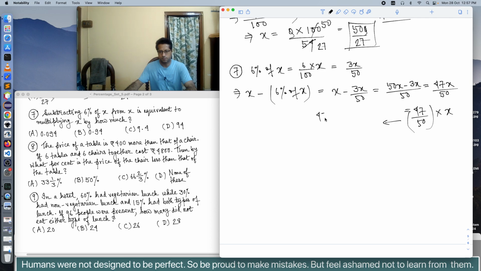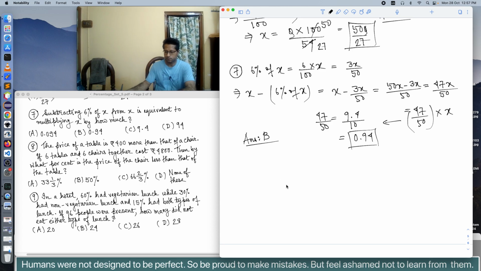So 47 by 50 is equal to, if I divide 47 by 5, it is 9.4, by 10, which is equal to 0.94. So the answer must be 0.94, and hence the correct choice is B. B is the correct choice.